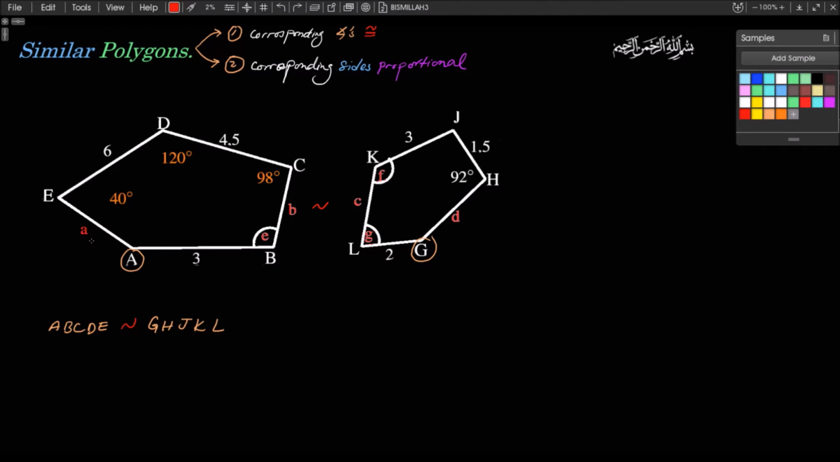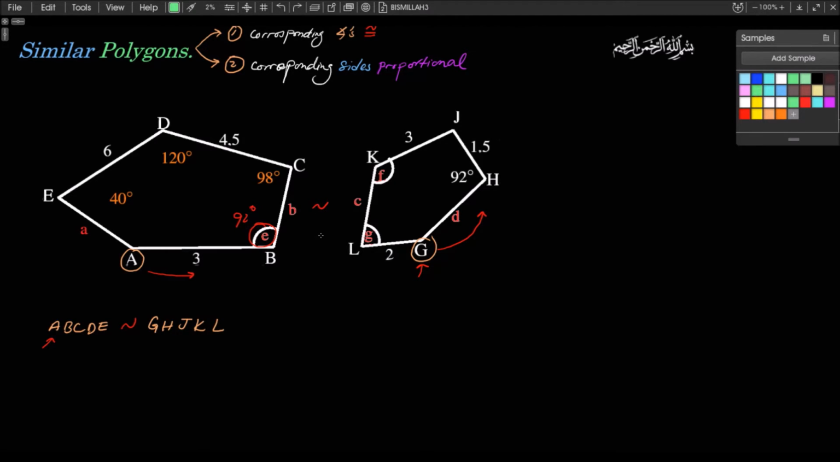That might be easier. So this angle here, angle E, corresponds to which angle over here in the second figure? Well, you're starting out with A, which is over here, and then you're going over here. So it's the second corner, right? So from here, you're going to the second corner. So that's H. So E corresponds to H. So E is going to be 92 degrees, just like that.